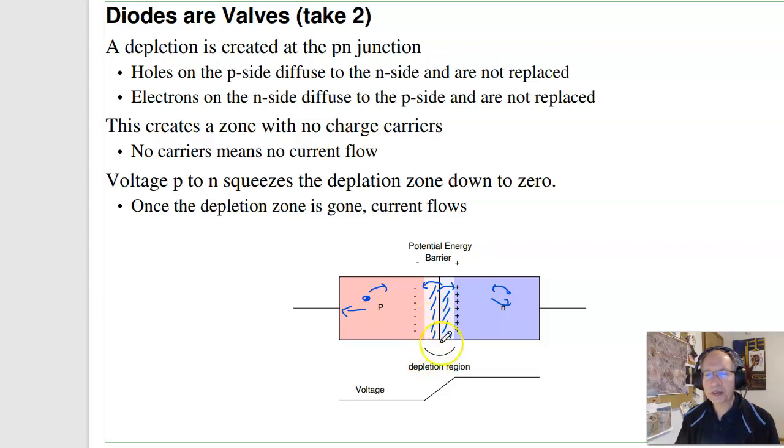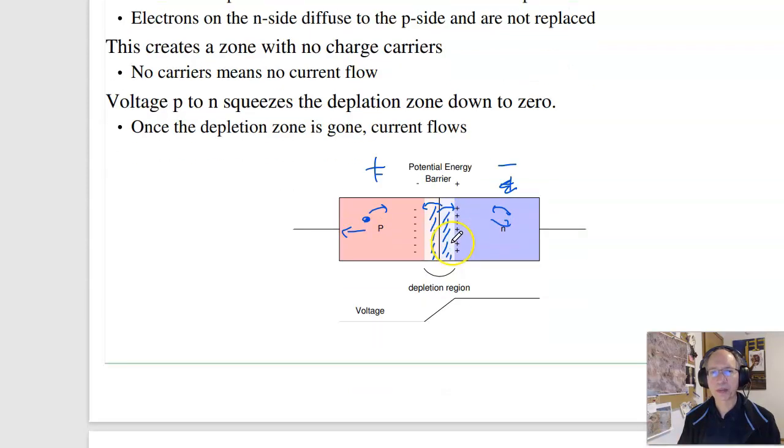What that means is I have this region called the depletion region. This is a region with no charge carriers. If there's no charge carriers, there's no current flow. If I apply voltage backwards this way, the depletion region just gets bigger, and a bigger insulator doesn't conduct. On the other hand, if I apply voltage the other way, plus to minus this way, the depletion zone gets squeezed down to 0. Once it's gone, I conduct.